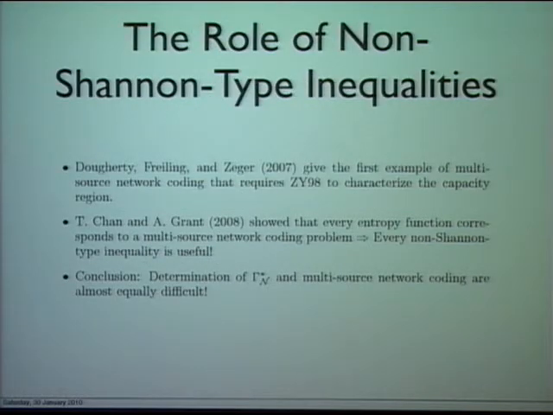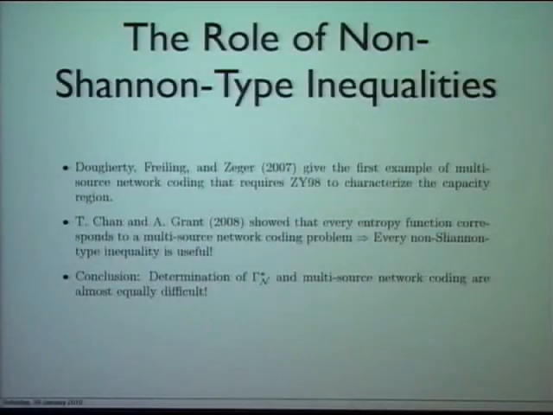Now, I'd like to make some remarks on the role of non-Shannon-type inequalities in this problem. Dougherty, Freiling, and Zeger in 2007 gave the first example of a multi-source network coding problem that requires the non-Shannon-type inequality that we discovered in '98 to characterize the capacity region. Okay, this is a very significant result, because when we discovered that non-Shannon-type inequality, we were hoping that it would help us to solve some open problem, but we waited and couldn't find that problem until Ken Zeger and his friends were able to find such a problem.